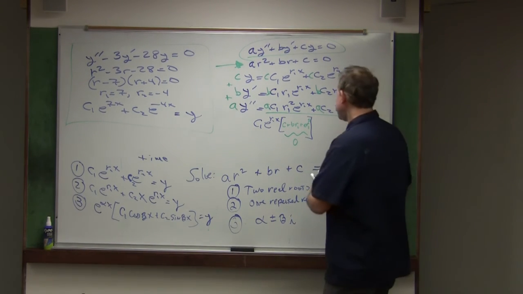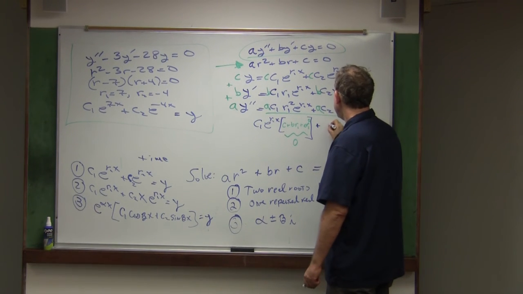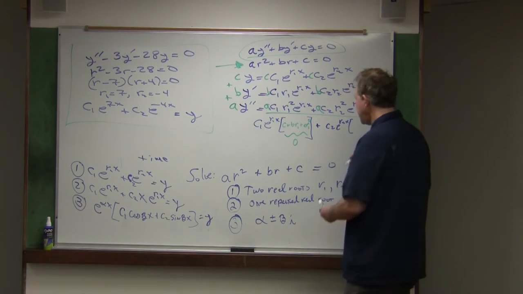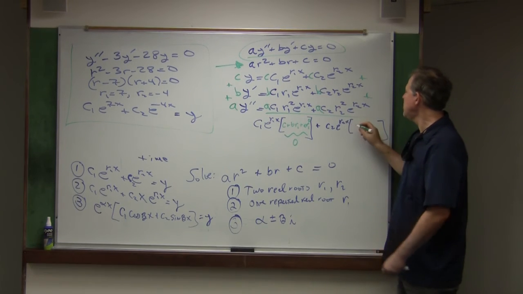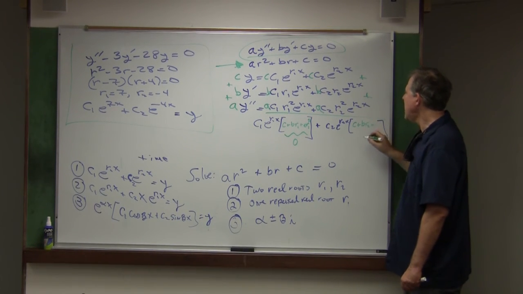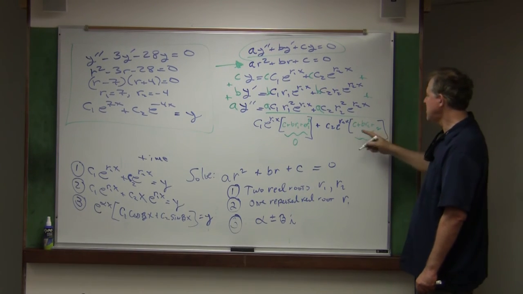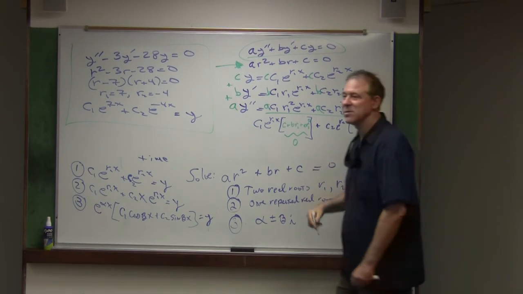And now if I add this up, similarly we factor out the c2 e to the r2 x, and now I've got, and I'll put it in green, c plus b r2 and a r2 squared. But r2 is a solution to this equation, so this is 0, so it wipes out and it works.